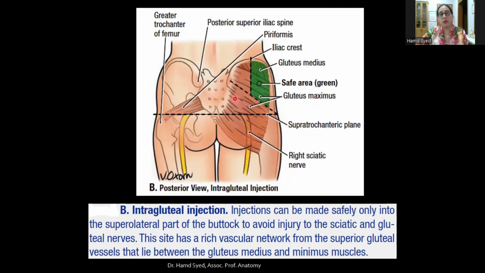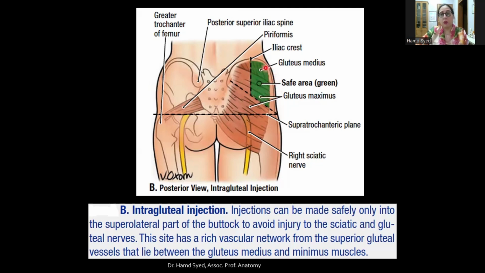This is the area you can see where the sciatic nerve is present. So in order to avoid injury to sciatic nerve, the injection can be administered in this region, which is supralateral part. Over here, there is a rich vascular network of superior gluteal vessels, and that facilitates the provision of the medicine, or even for vaccination. This is considered a safe area, and it lies between the gluteus medius and minimus muscles.